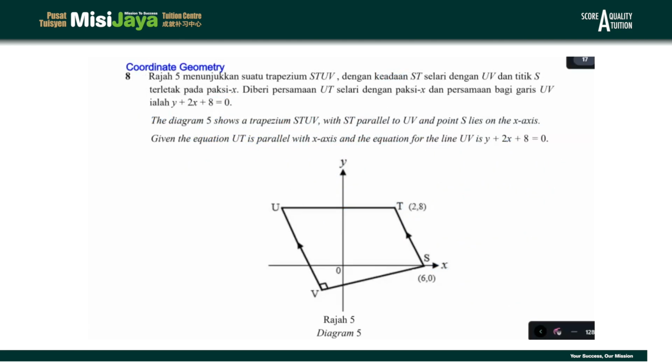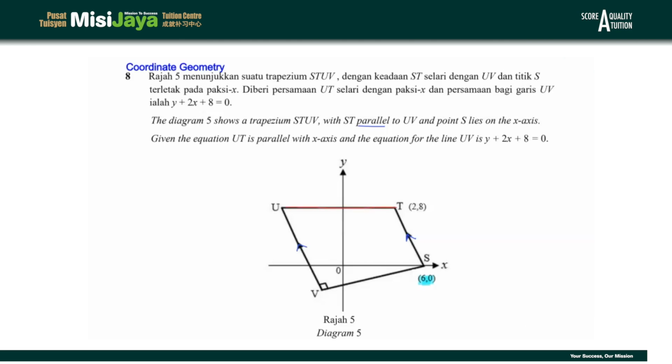Let's look at question 8, which is based on coordinate geometry. Diagram 5 shows the trapezium STUV with ST parallel to UV. Where is ST? ST is here, and it's parallel to UV. Point S lies on the x-axis. You see here, S is 60, so the coordinate of S is given. Given that UT is parallel to the x-axis, this is UT, over here, so it's parallel to the x-axis.